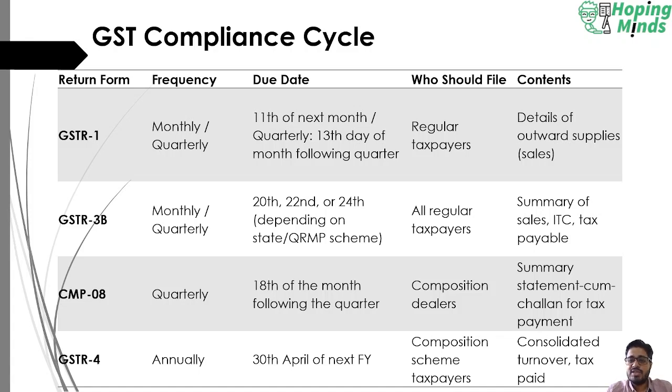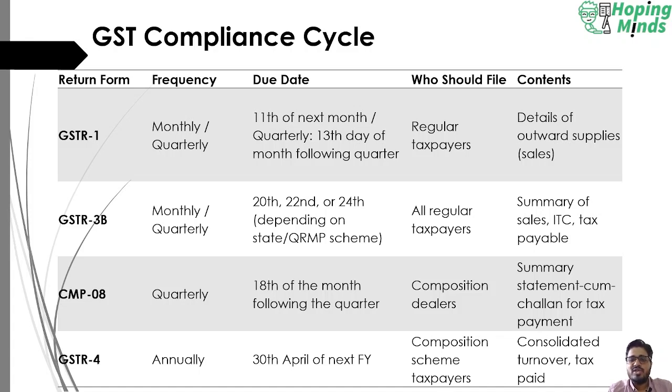GSTR 4. GSTR 4 is the annual return for composition dealers. It is a consolidated turnover and taxes paid statement. The due date of the annual return for composition dealers is 30th April of the next financial year. This date has now been revised to 30th June of the next financial year.